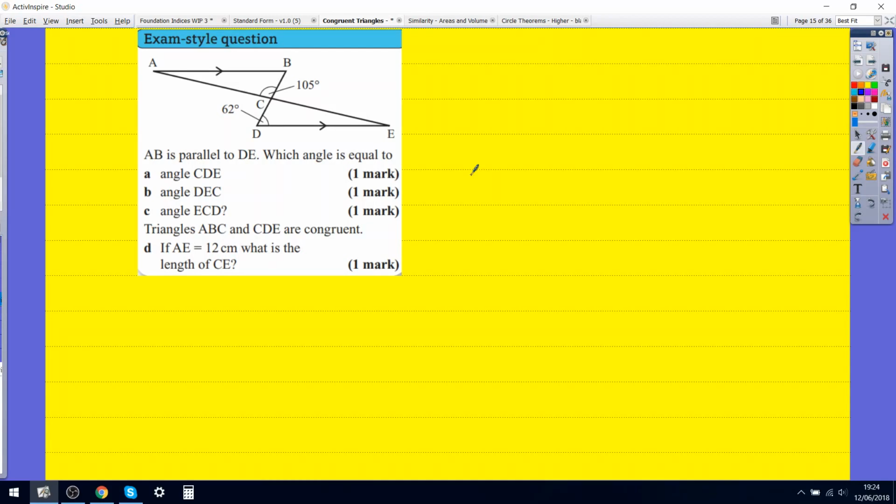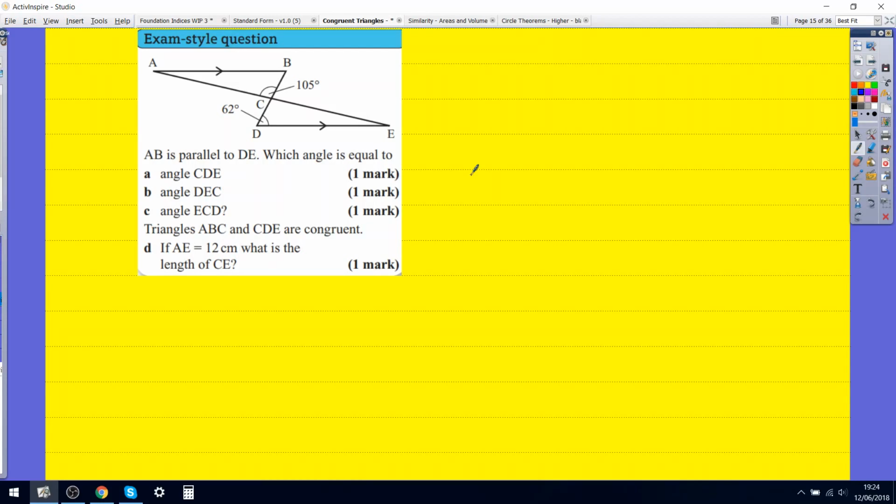Okay, prove that these two triangles are congruent. So we know that DA and CB are parallel, and first of all we can say that they share the side AC. AC is a shared side. AB equals DC.